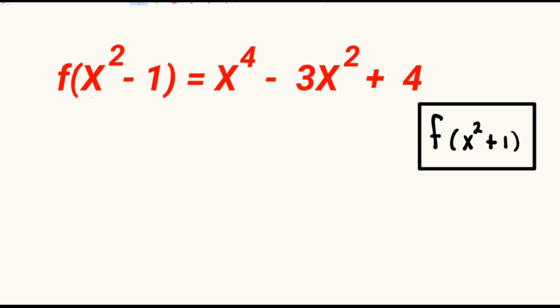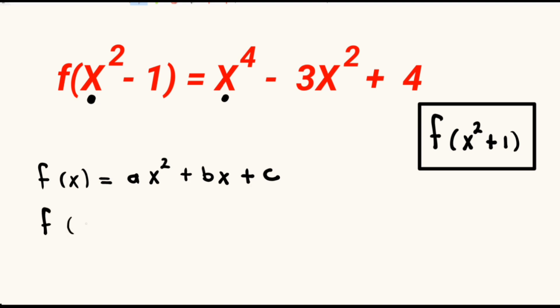From the input x squared minus 1, we got x to the power 4 as the highest degree of x. So this means that our original equation f of x was a quadratic equation. So we have f of x is equal to a multiplied by x squared plus bx plus c, and we have to determine the numerical values of a, b, and c. In the place of the x, we are going to substitute the x squared minus 1.